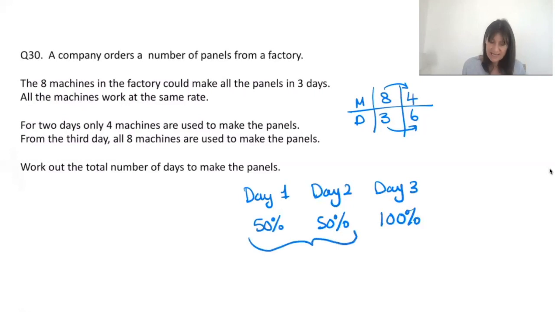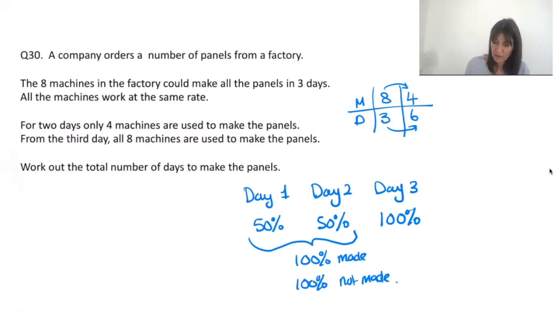Across day 1 and day 2, you can say that 100% was made, but 100% was kind of not made, lost on production. So I've still got another 100% to account for, which I can do in day 4, because on day 4, all the machines are used and they make another 100%. So I've got a total there now being completed. So it's taking 4 days.